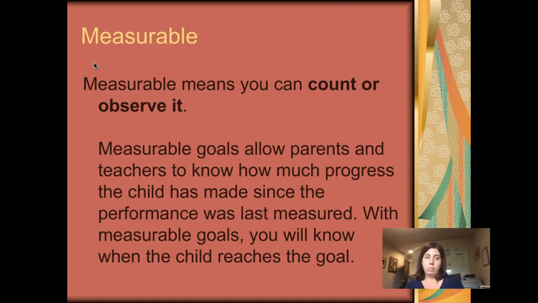Next thing is measurable. That means that you can count or observe it. If you can't read a goal and determine how much progress the child has made since the goal was created, then it's probably not measurable. If it's measurable, you're going to know easily when that child reaches that goal. There's not going to be any confusion about that.